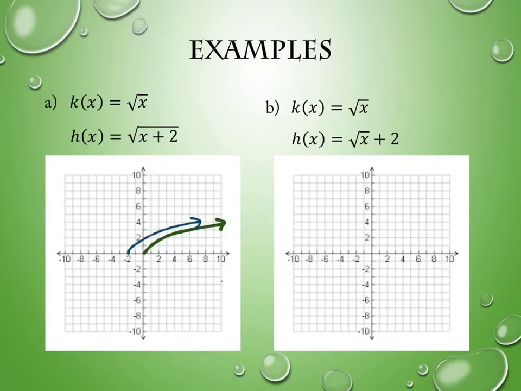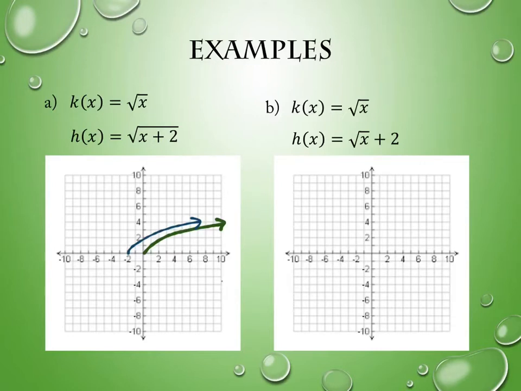How did it change? Well, I don't mean how did it change from the x squared to the square root x. I mean, what's the comparison between my blue and my green graphs? It looked like it did what? It moved back. It moved back or left too, right? That's what it looks like. It looks like it moved to the left too.